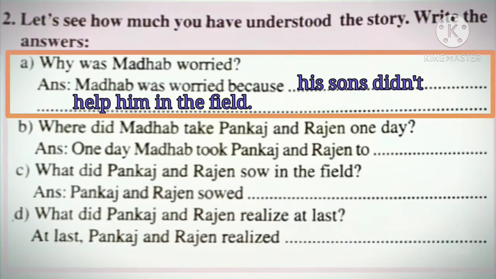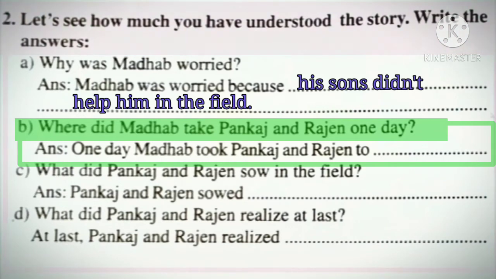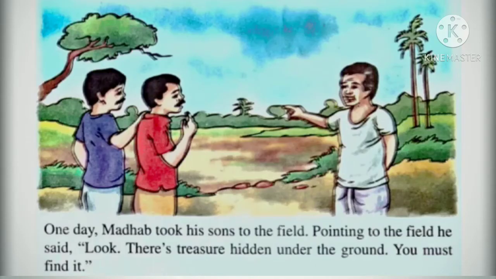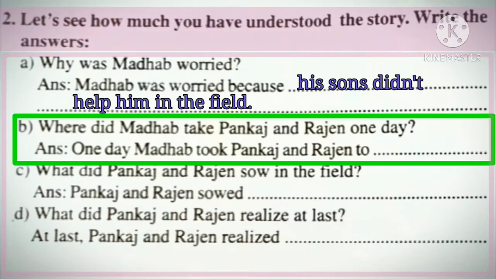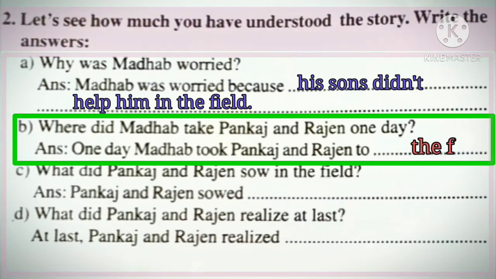Okay students? B. Where did Madhav take Pankaj and Rajan one day? Here also the answer is incomplete. It is given, one day Madhav took Pankaj and Rajan to blank. Look here, in the first page of the story, it is given, one day Madhav took his sons to the field. We know that Pankaj and Rajan were sons of Madhav. So we will complete the answer as, one day Madhav took Pankaj and Rajan to the field.